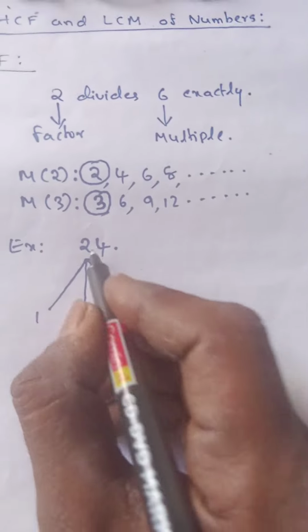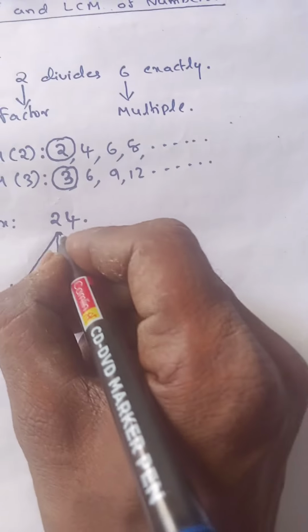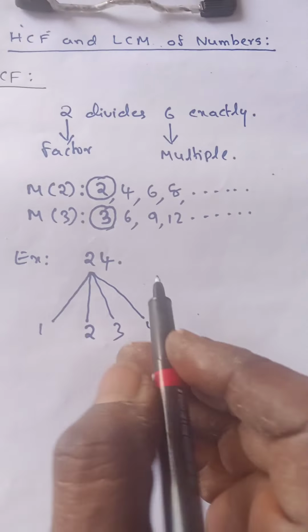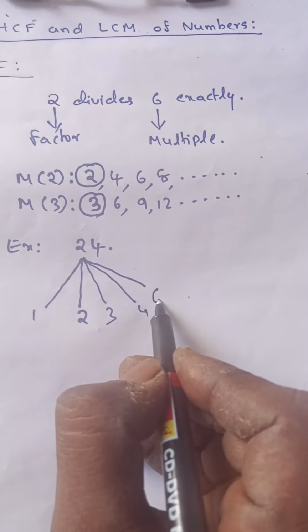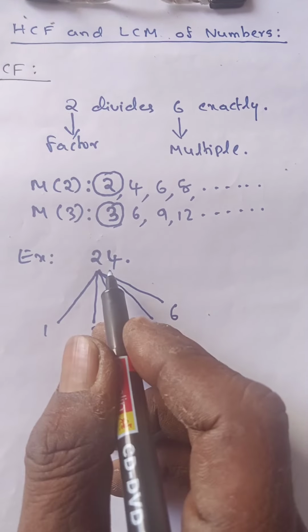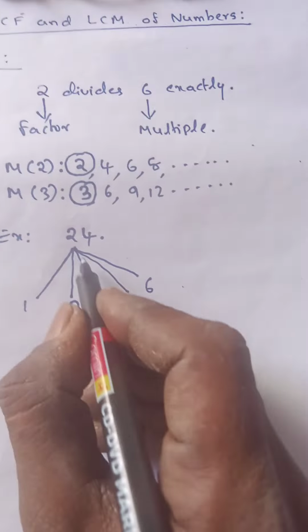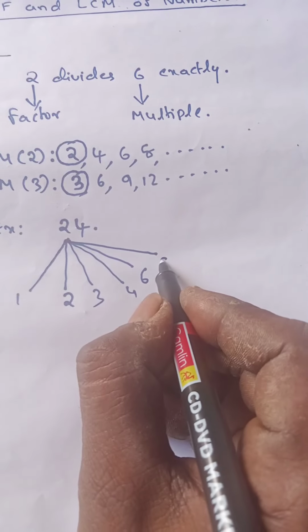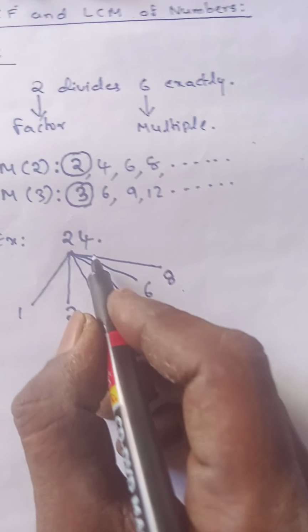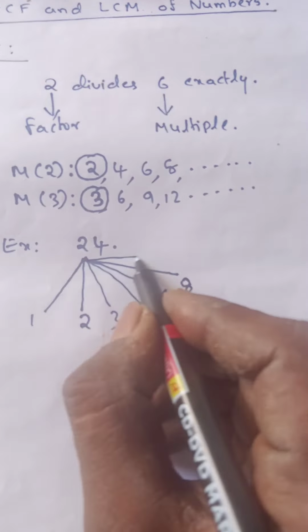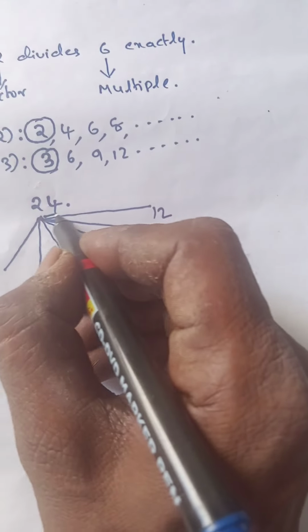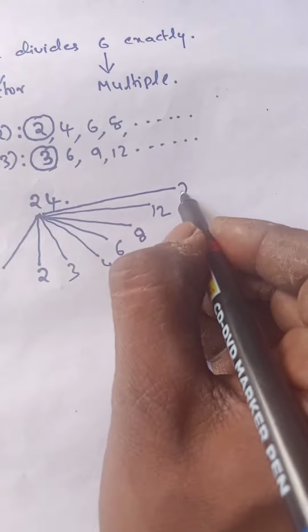I think 24 is divisible by 3, and in the 4 table also it is divisible. In the 5 table it is not divisible, and in the 6 table it is divisible. 6 4s are 24, and in the 7 table it is not divisible. In the 8 table, 8 3s are 24 will come. So 8 is also one of the factors of 24. In the 9 table it is not divisible, the 10 table not divisible, 11 no, 12 yes. In the 12 table it is divisible. 12 is also one of the factors of 24, and the last factor of 24 is itself, 24.